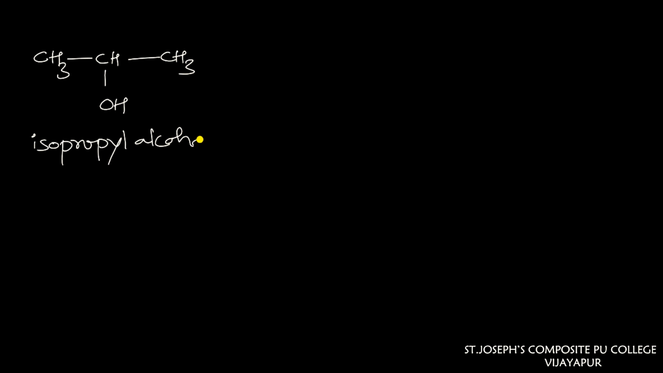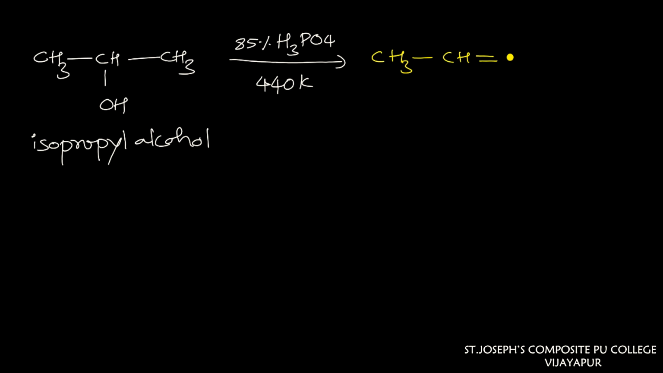That is isopropyl alcohol, which can be represented as CH3CH(OH)CH3. Isopropyl means at the second carbon we have the OH group. When you treat this molecule with 85% phosphoric acid, H3PO4, at around 440 Kelvin, we get the product CH3-CH=CH2, and we get H2O.